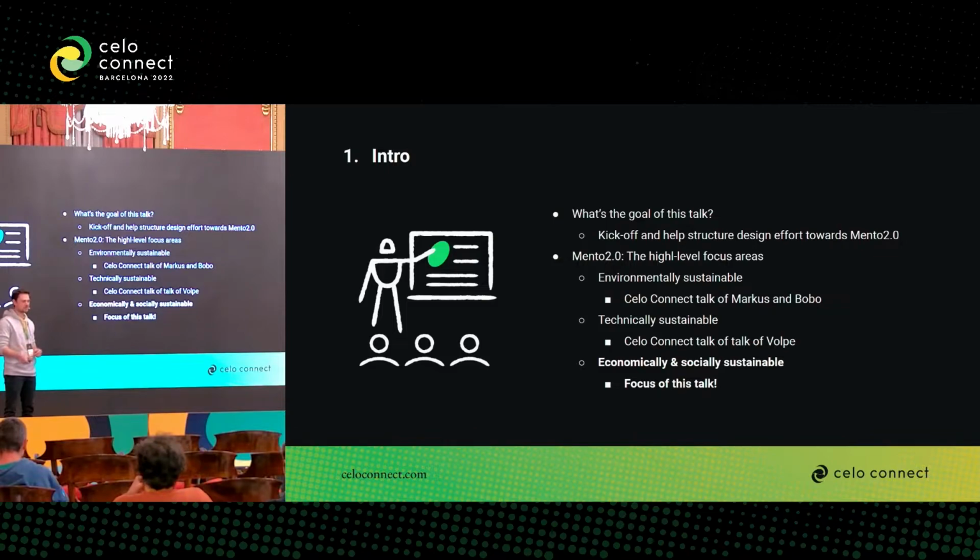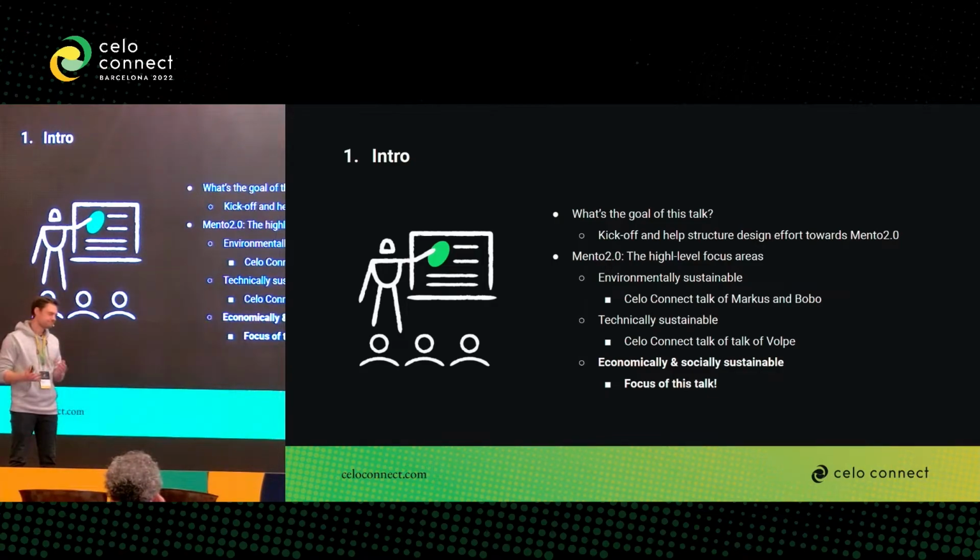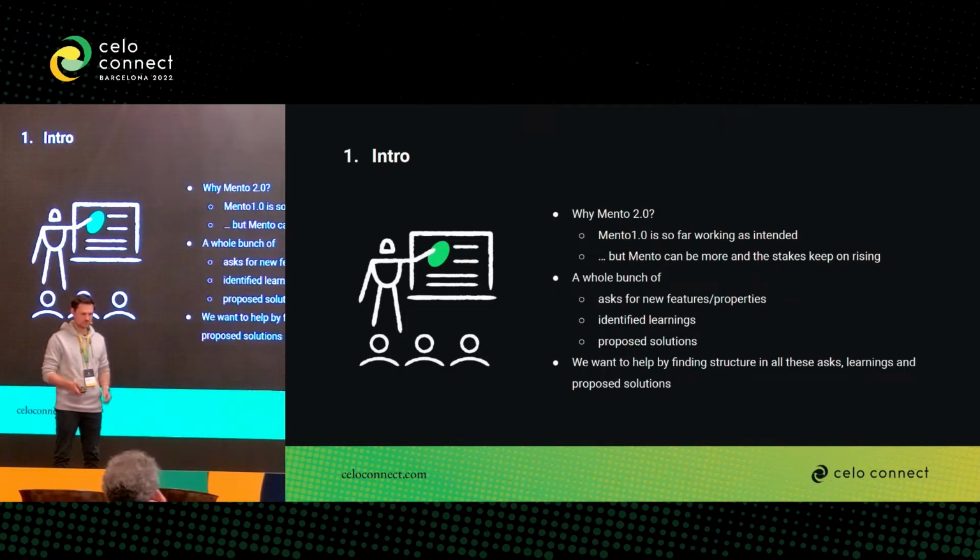And this talk really is about the last of these 3 focus areas, which is we want Mento 2.0 to be economically and socially sustainable. This particular talk is aiming to just kick off the discussion here. How can we find a design that's economically and socially sustainable? How can we structure all the things that we've learned, the problems that we are seeing, and so forth, in a good way, so we can, as a community, figure out what Mento 2.0 should look like? That's really the core goal.